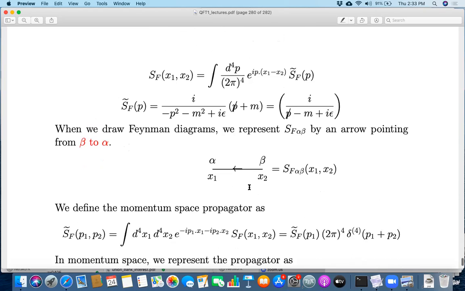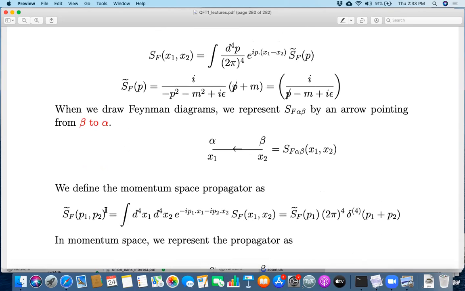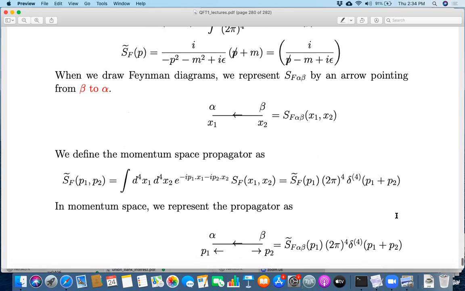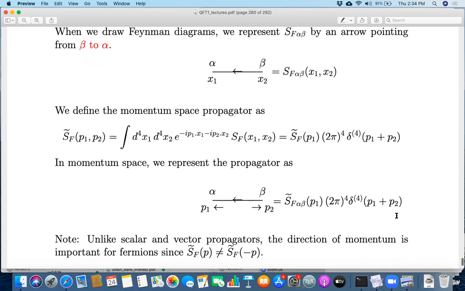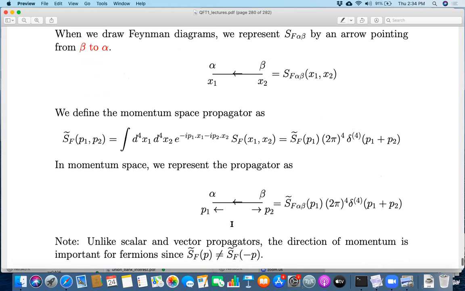Okay, so SF tilde of P1, P2, as I was saying, is the double Fourier transform of SF x1, x2: e to the minus i P1 dot x1 minus i P2 dot x2. Now if you substitute this over here, you will find that it's SF tilde of P1 times 2 pi to the 4 delta 4 of P1 plus P2. So in the momentum space, we'll represent the propagator in this way, when you try to calculate the momentum space Green's function.